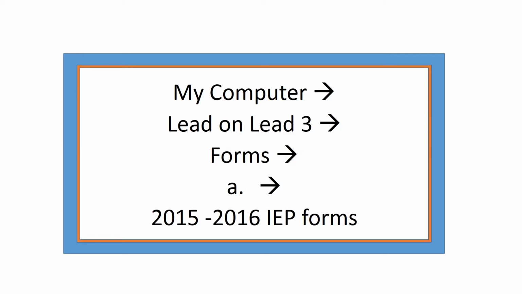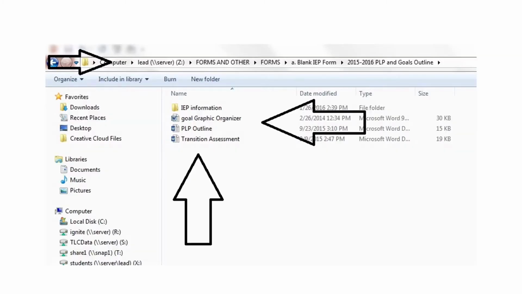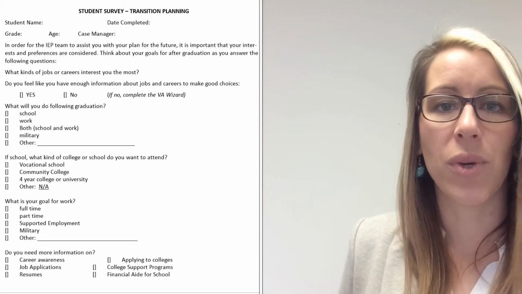For those serving students aged 14 and older, you are going to be asked to complete a transition survey. This is also something that's included in Lead on Lead 3 underneath of the IEP forms folder, so be sure to check that out. It is a 2-page document, and you'll see that inside of the folder, as I said. And it is basically a guide for you to communicate with the child to find out what their interests are. What do they want to be when they grow up?